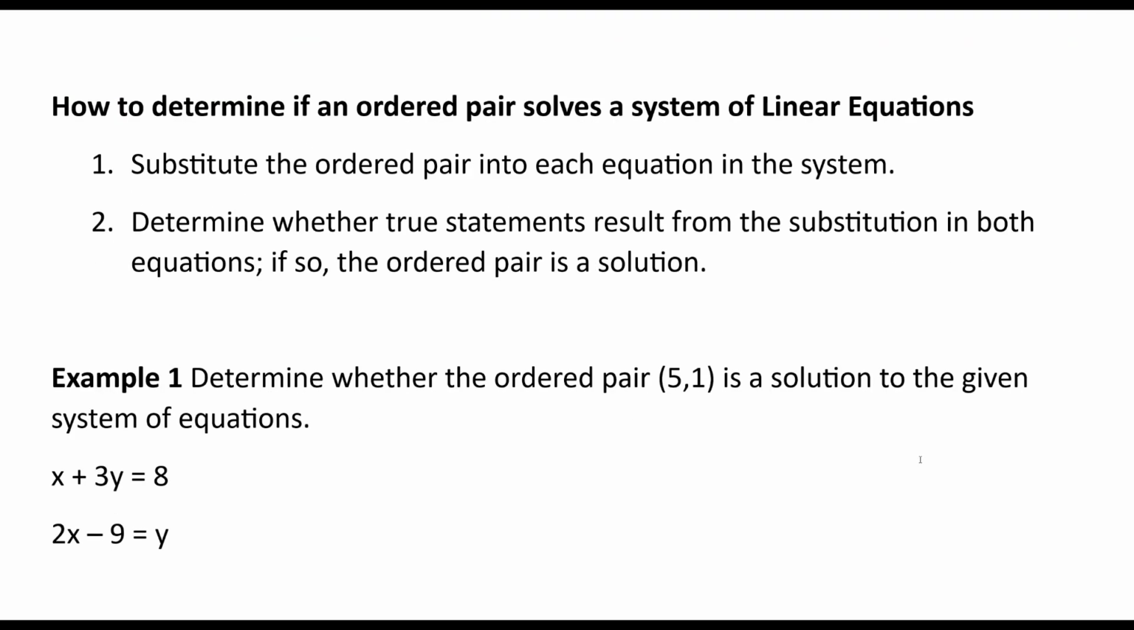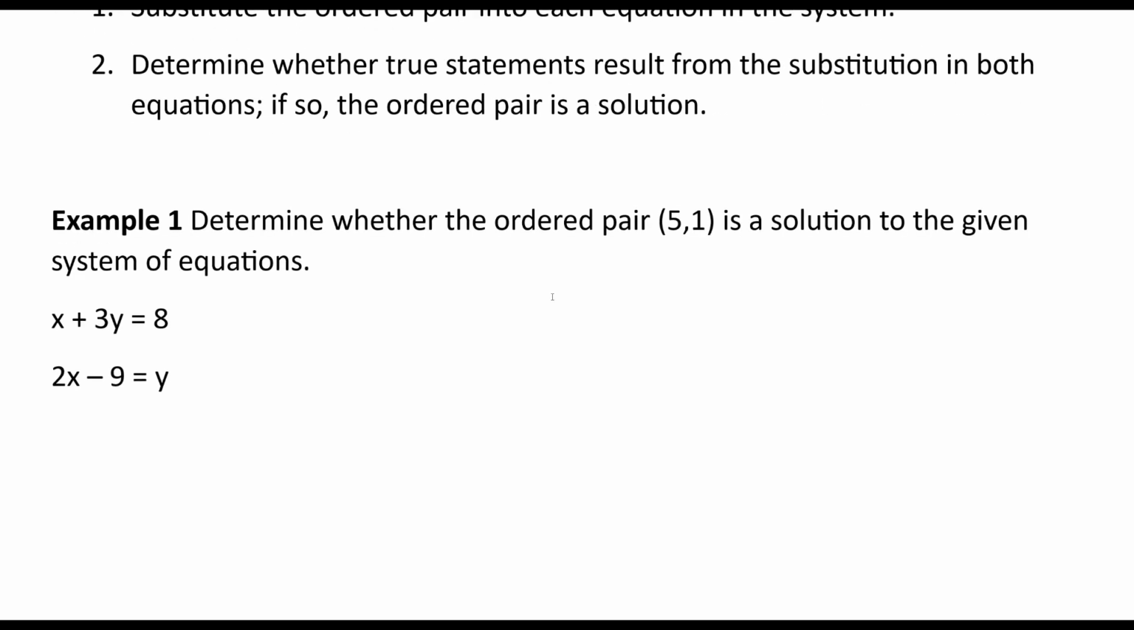So how to determine if an ordered pair solves a system of linear equations. Substitute the ordered pair into each equation in the system. Determine whether true statements result from the substitution in both equations. If so, the ordered pair is a solution. So I'm going to put 5, 1 into each of these. So 5 plus 3 times 1 equals 8. So that's 5 plus 3 is 8, and 8 equals 8.